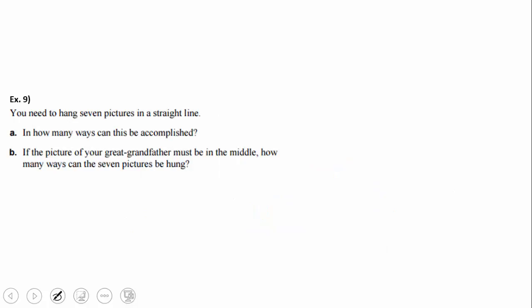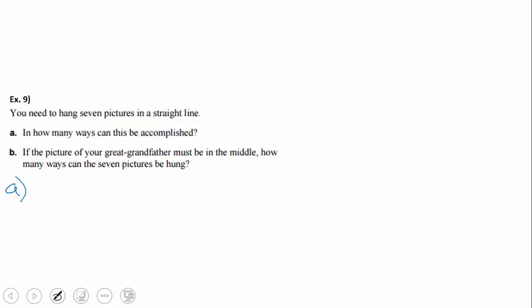All right, moving right along. Example number 9, our last one of the night. It says you need to hang 7 pictures in a straight line. In how many ways can this be accomplished? So right underneath that, write an A. And let's think about this. We're going to help ourselves because we're going to draw a picture.